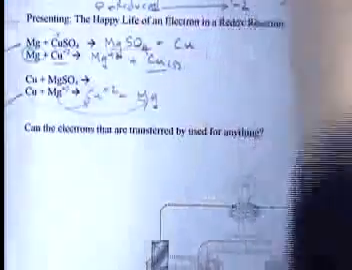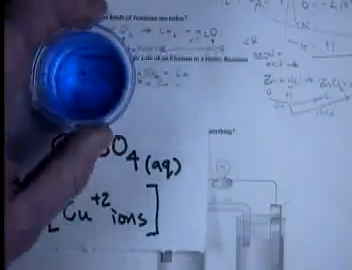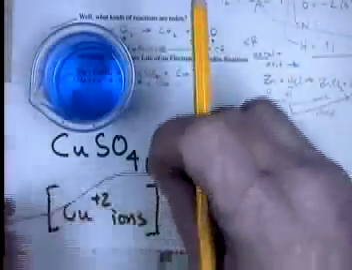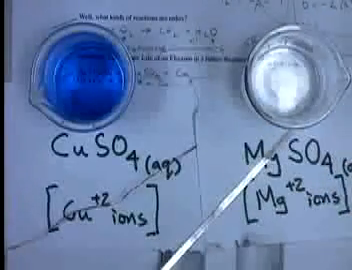Well, I have some samples here. This is copper sulfate solution. Let's zoom out just a little bit. Notice its nice blue hue. Copper solutions generally are blue. And I have a piece of copper wire here as well. And here's some magnesium sulfate solution. Notice it's a clear colored solution, and I have a strip of magnesium here as well.